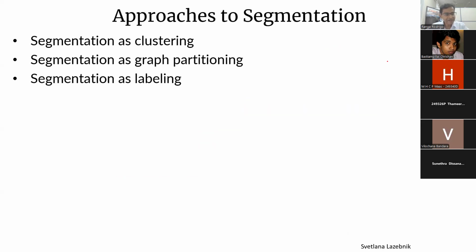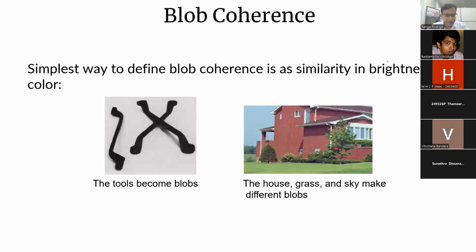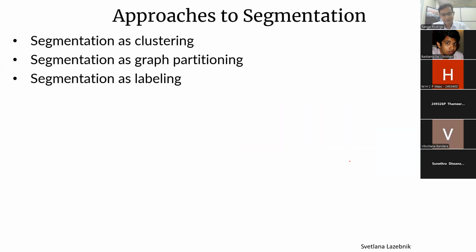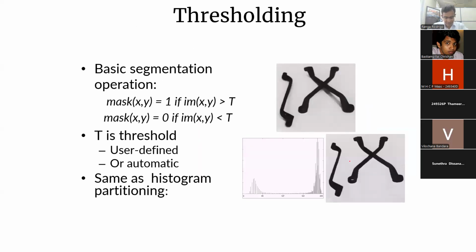So for example, if you take this tools image, you can see these are black and this is gray. This area is gray, right? So based on the color, we can segment. Here, this is brown and grass is green and the sky area is blue. Based on that, you can segment. So we will look at some of these things.